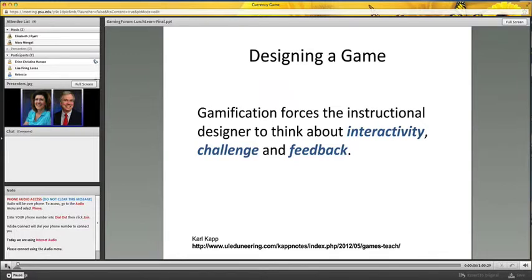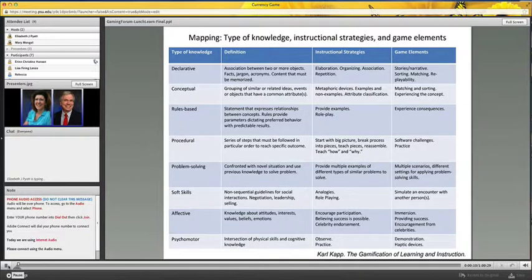Okay, good. Why would we design a game in the first place? In a recent book, Carl Kapp came up with a really nice chart that illustrates types of knowledge and appropriate instructional strategies along with some corresponding game elements. Now, this book came out since we designed and developed our game, but it nicely illustrates why a game is really a good fit in this particular case.